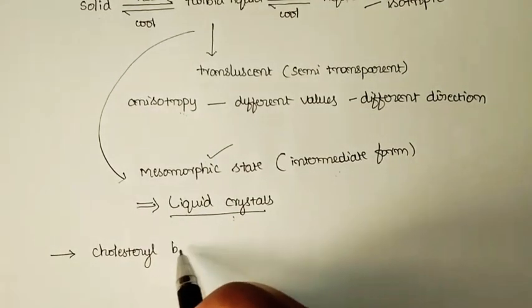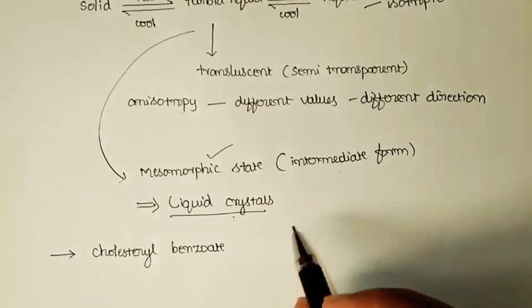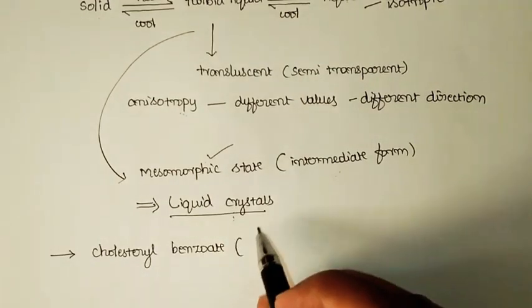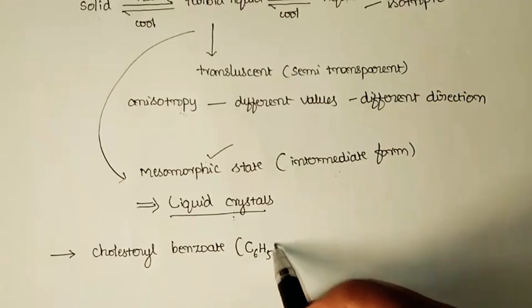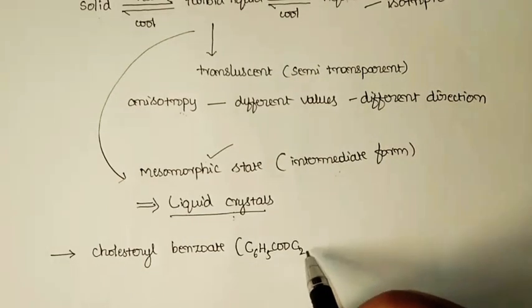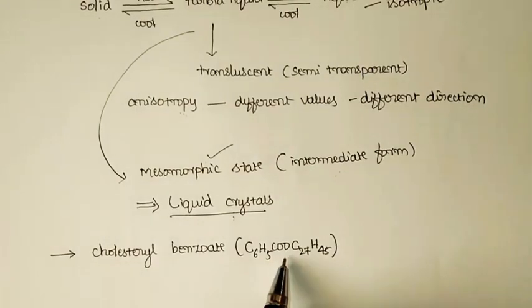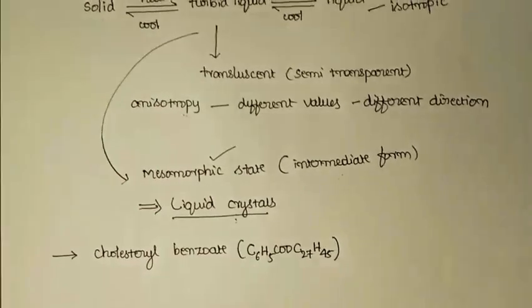Cholesteryl benzoate is the first material observed to show the property of liquid crystals, and it has the formula C6H5COO C27H45. It is the molecular formula of cholesteryl benzoate.